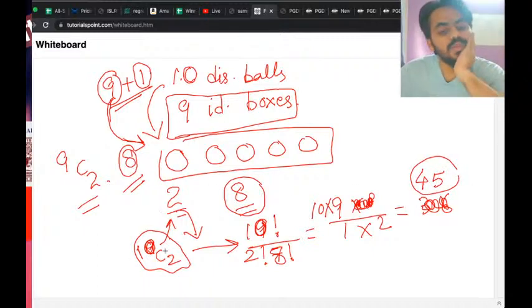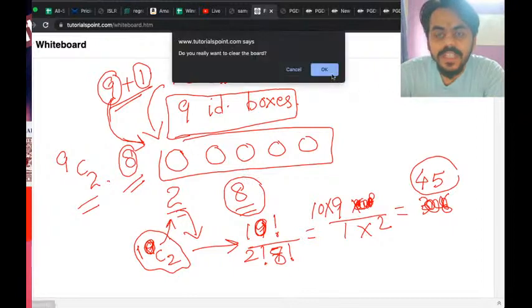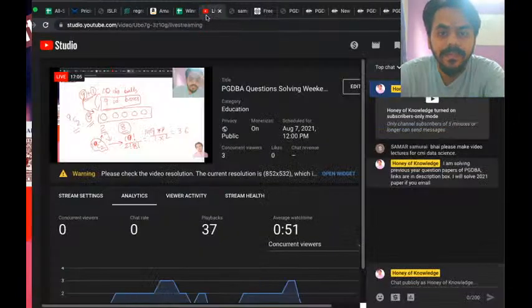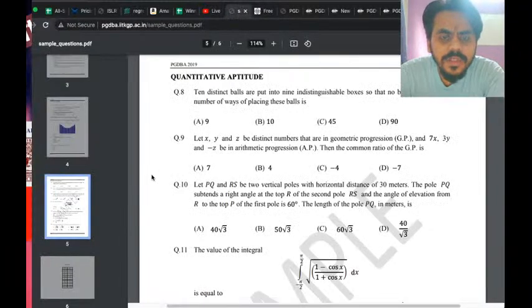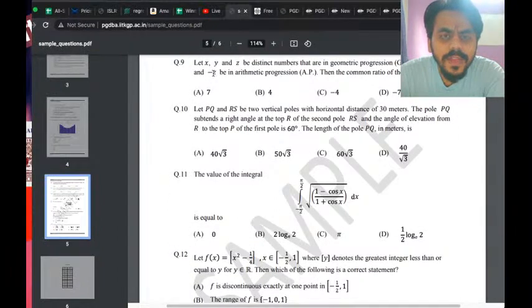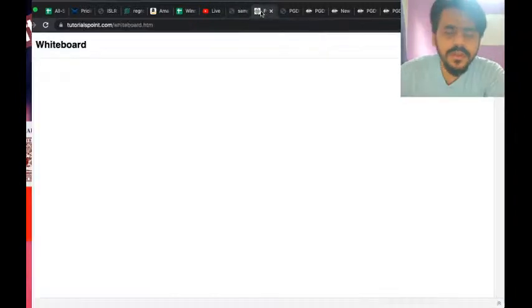All you had to choose was 2 balls out of these 10 balls, and then all of your calculation is done. Let's move to the next question and let me check the chat. Yeah. Okay. So the next question is, you have x, y, and z distinct numbers that are in geometric progression, and 7x, 3y, and minus z are in arithmetic progression. So what is the common ratio of the GP?